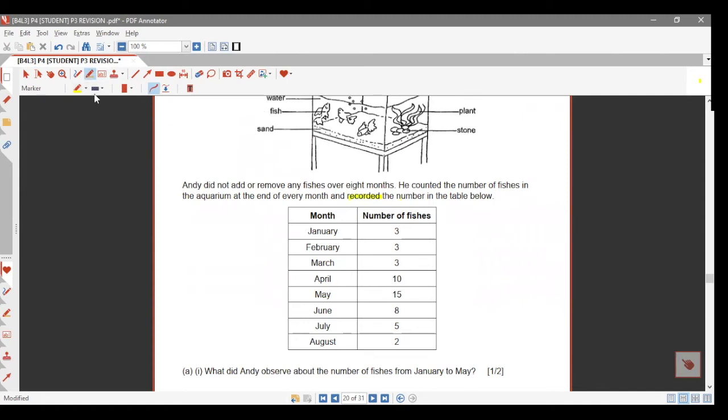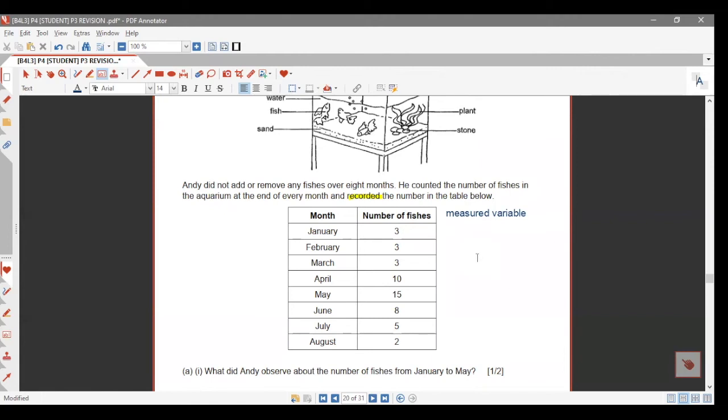So the number of fishes is actually your measured variable. You are trying to see how many fish is still in the tank. Now, I want you to see what happened between January to May. The number of fishes reproduce, as in the number of fishes increase because they reproduce.